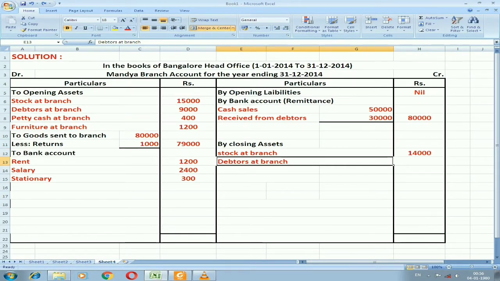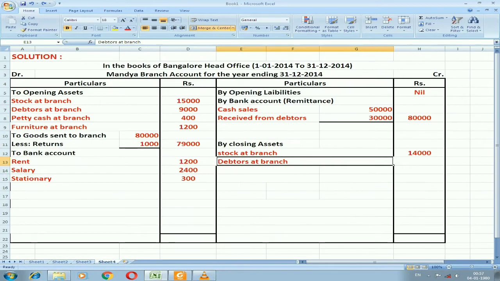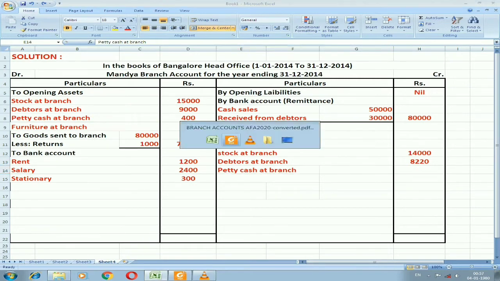That also should be closed. For this we need to see the memorandum of debtors account. There will be a closing balance we have found, 8,220, that we are supposed to record here. Next we need to close petty cash at branch.